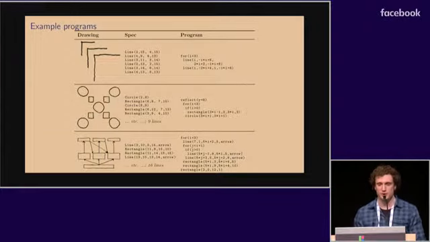Here are some example programs that we synthesize. In the top, you see affine transformations like rescaling. In the middle, you see reflectional symmetries. And at the bottom, you see a long, complicated program that uses nested loops and conditionals.